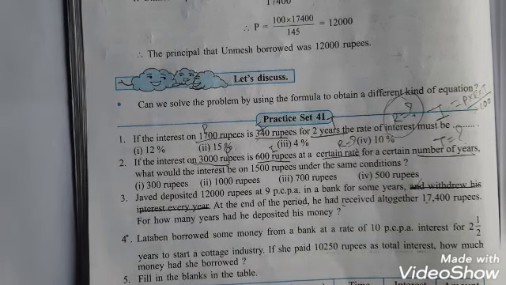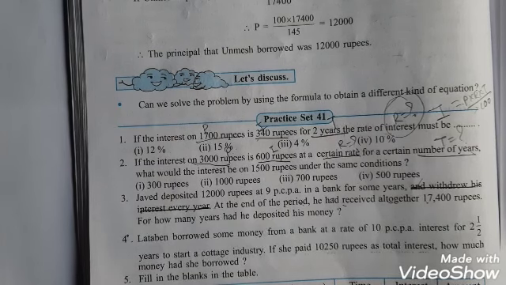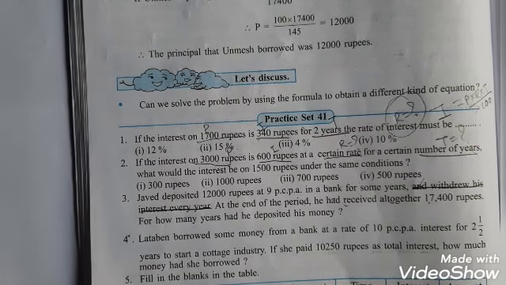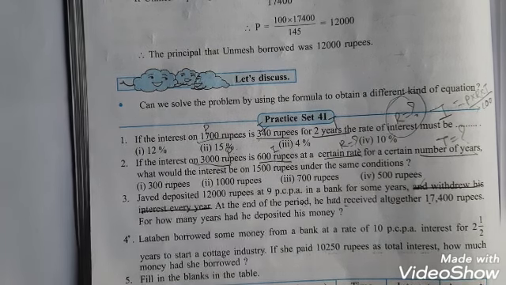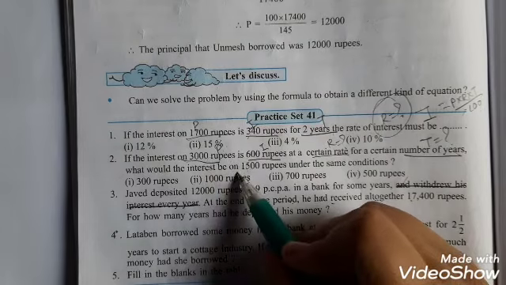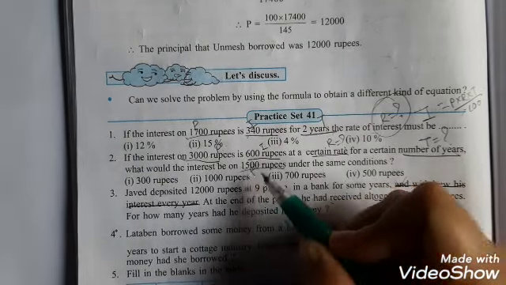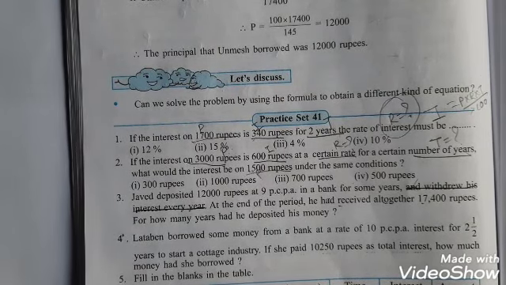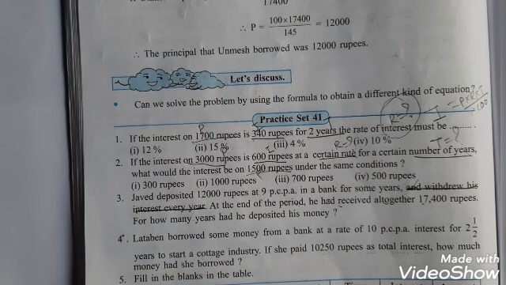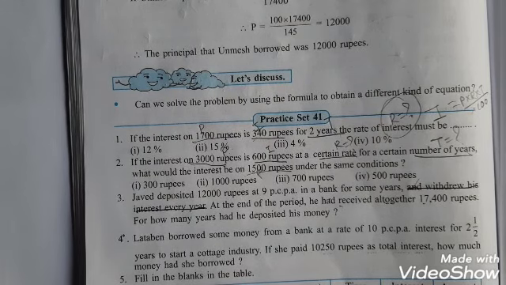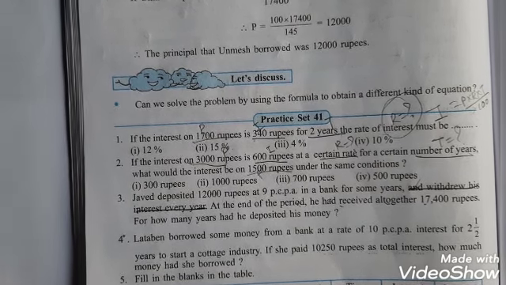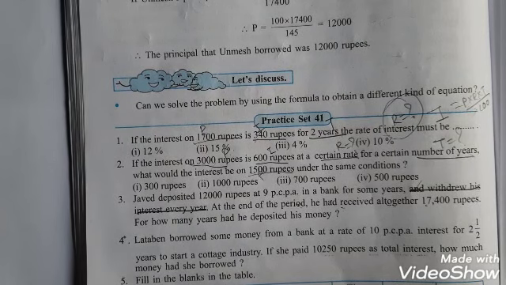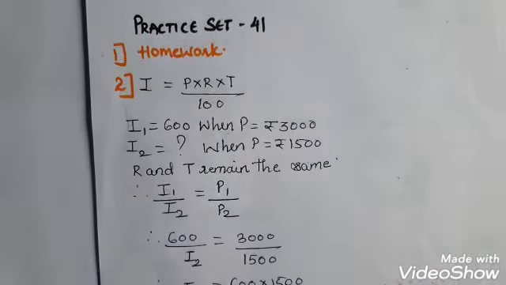Next, what would be the interest on 1500 rupees under the same condition? So we have to find the interest. Again, we have to find the interest on rupees 1500 where the R and the T condition remains the same. So there are 2 principals which are given to us. One is 3000 and the other one is 1500, and we have to find the interest for the second condition. So now let's see how to solve the sum.